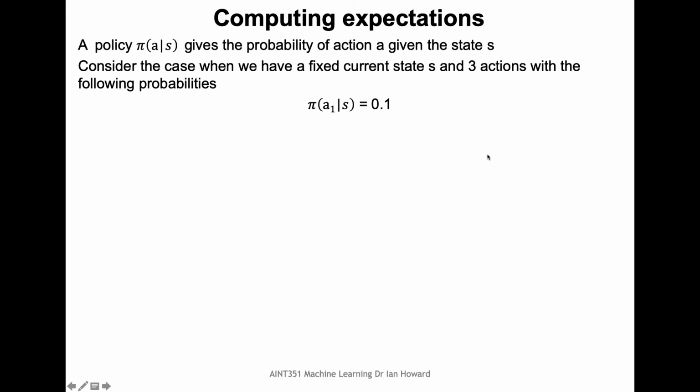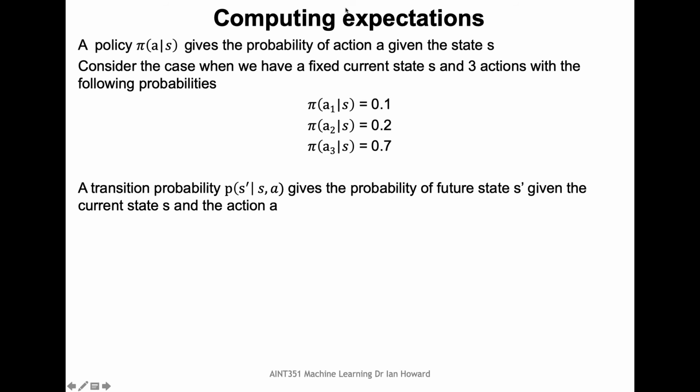We're going to say, given we're in state S, the probability of action A1 is 0.1. Given we're in state S, the probability of action A2 is 0.2. And given we're in state S, the probability of action A3 is 0.7. Because these are probabilities, and there are 3 discrete actions, across all of the actions it has to add up to 1, because we've got to take some action, and the probability of taking some action has to be 1.